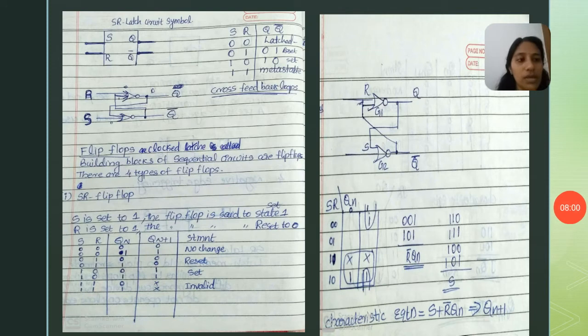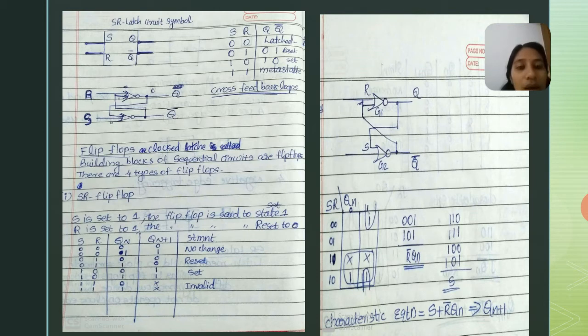Moving on to the SR flip flops. You can see flip flops are clocked latches with a clock symbol. You can say it is flip flops. There are four flip flops you are going to study. First one is the SR flip flop. This is like the SR latch, but you have to understand in detail what the SR flip flop is. So the truth table is much more detailed.